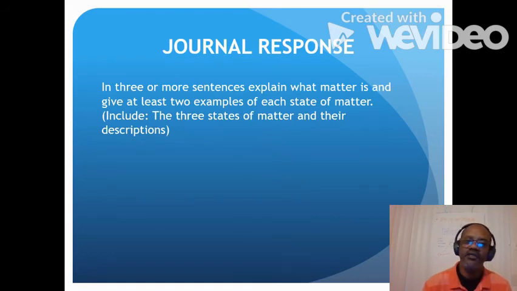I want y'all to put in your journals, in three or more sentences, explain. Actually, I want you to put that on our discussion board. In three or more sentences, explain what matter is and give at least two examples of each state of matter. Include the three states and their descriptions. So you're looking at putting a little paragraph in the discussion forum.